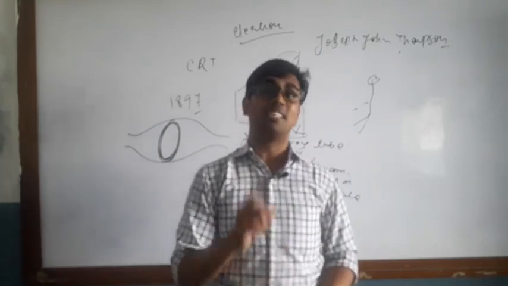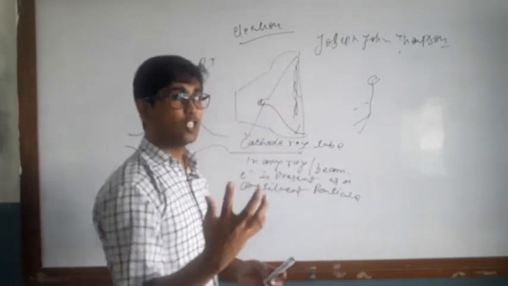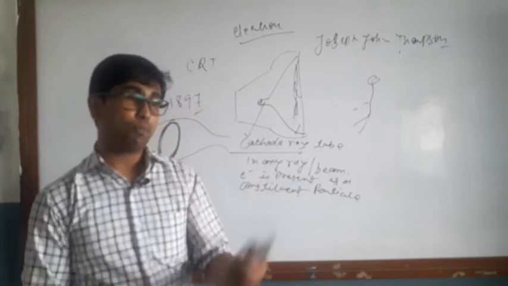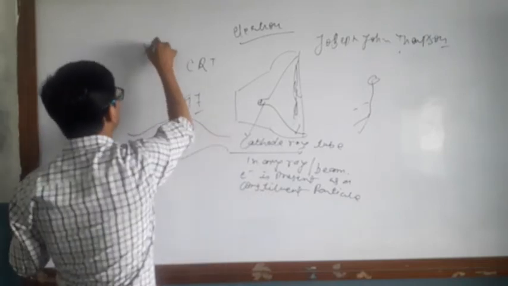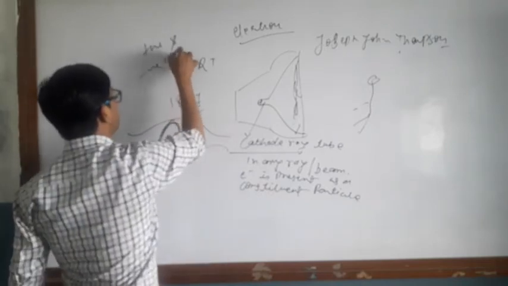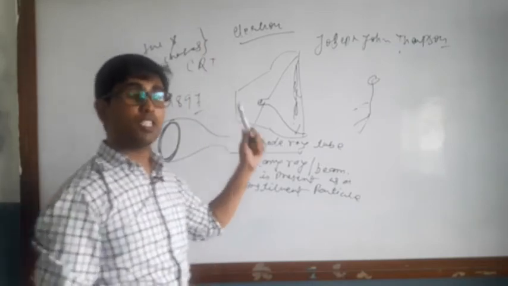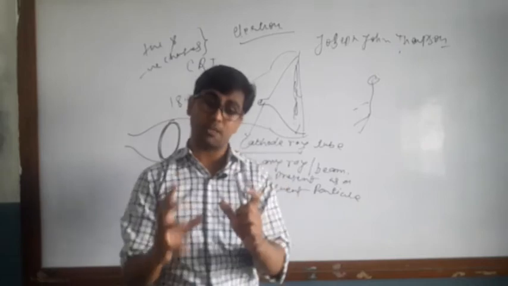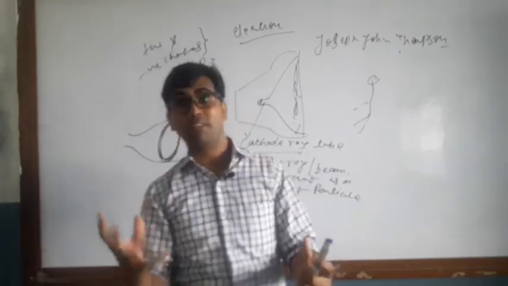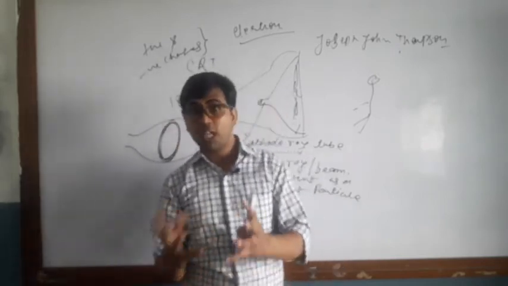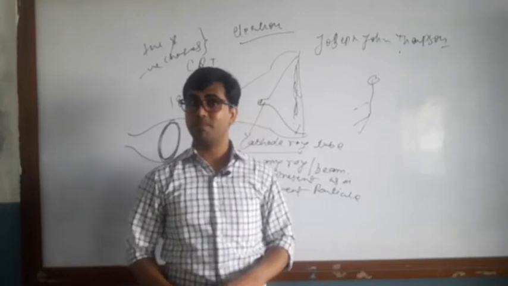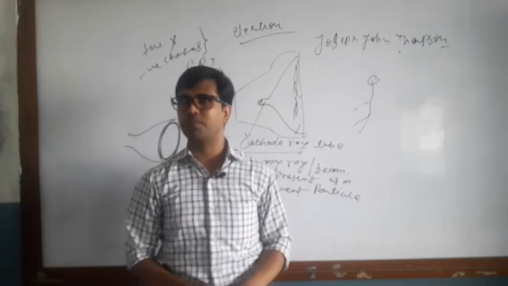He said that an atom is actually a composition of positive and negative charges. He became the first person who said that atoms have positive and negative charges. But how they are distributed? That was the main question.